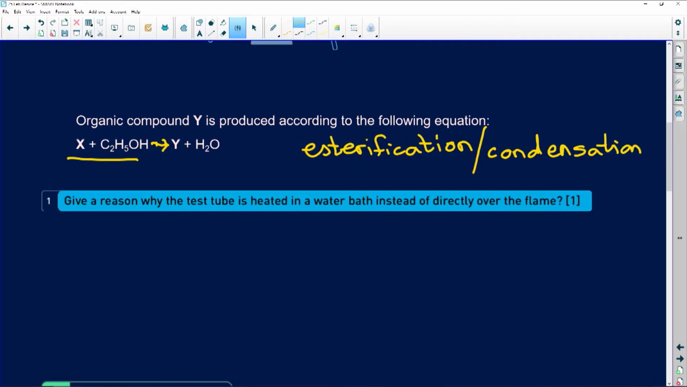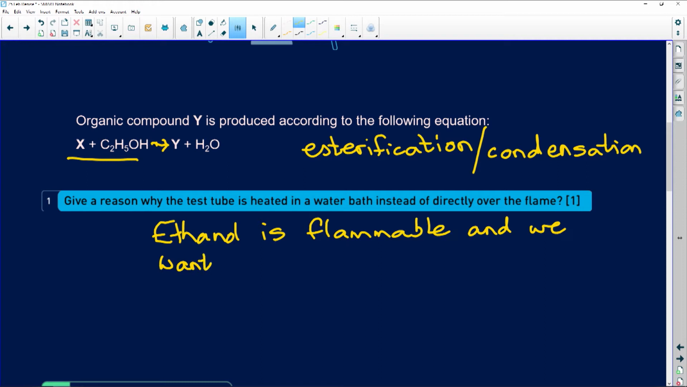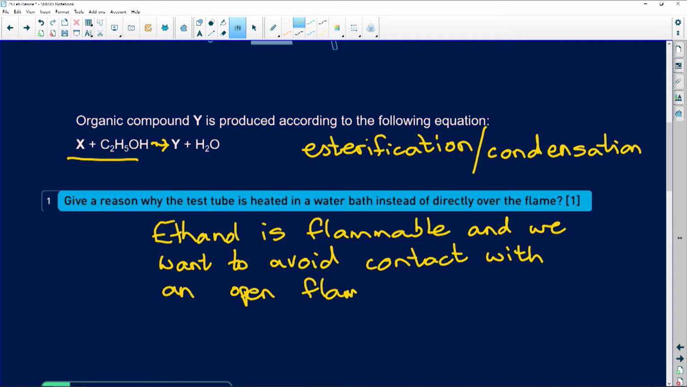All right, so let's write that down. Ethanol is flammable and we want to avoid contact with an open flame. All right, there we go, nice, easy, 1 mark.